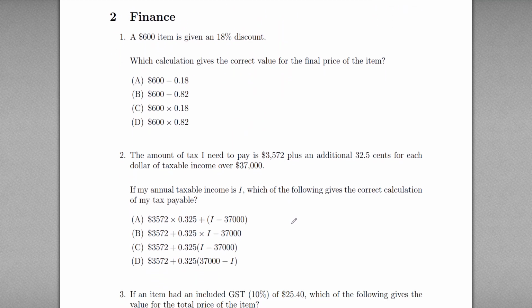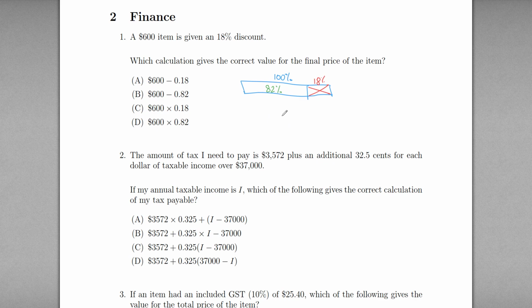Alright, finance. A $600 item is given an 18% discount, so which calculation gives the correct value for the final price of the item? So it's given an 18% discount. I would often look at this as a rectangle where it used to be 100%, but we have chopped off a bit of it. So we've chopped off this section, and this section's 18%. So what's remaining then? What's remaining must be 82% then is left over.